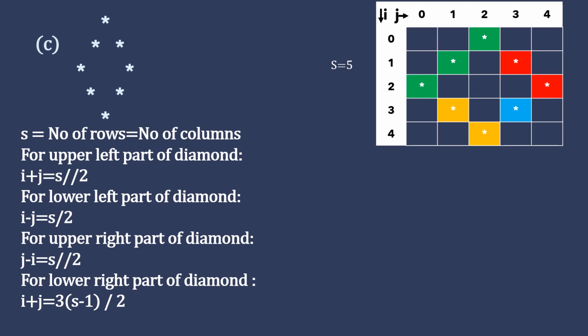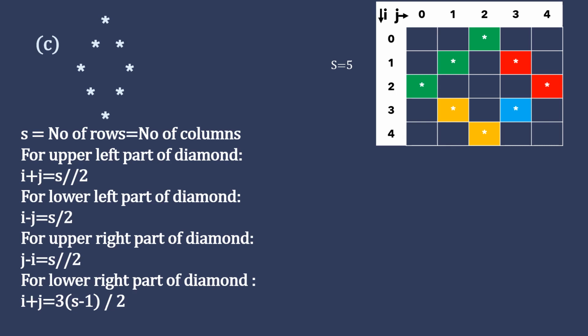So we will draw the stars, and the stars can be divided into four groups. The first group is the upper left part of the diamond. Next is the lower left part of the diamond, which is colored in yellow. Then the upper right part of the diamond, which is colored in red, and the lower right part of the diamond, which is colored in blue. So these four categories of stars are there, and we have to give four different conditions for them. Now we will focus on the upper left part of the diamond, that means those particular cells which are colored green.